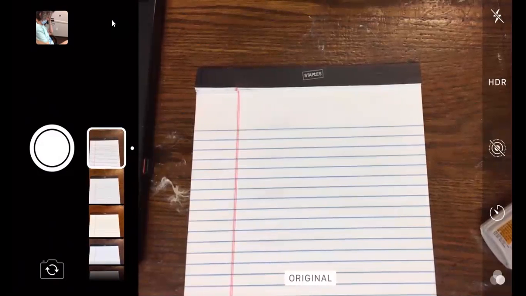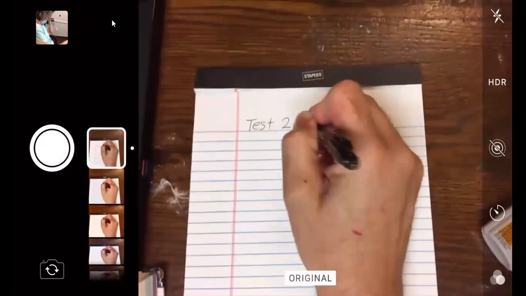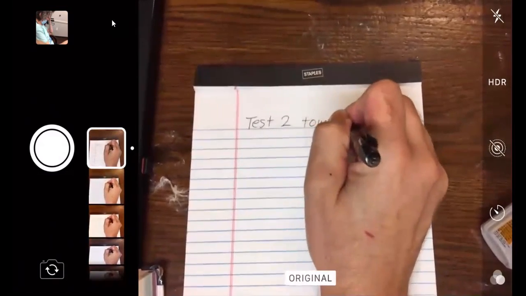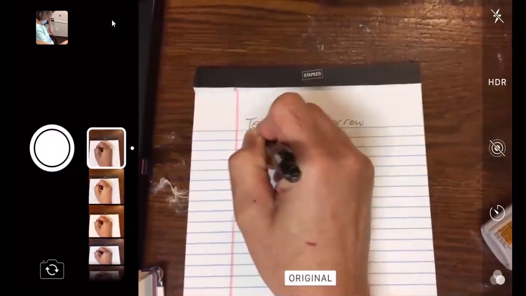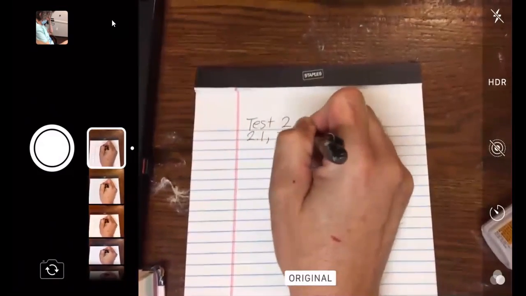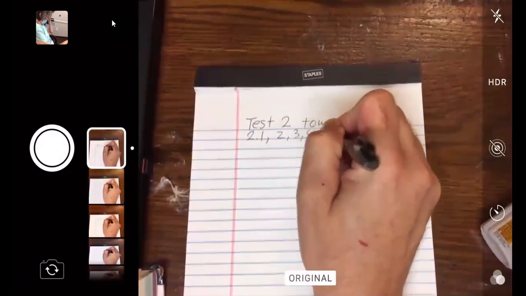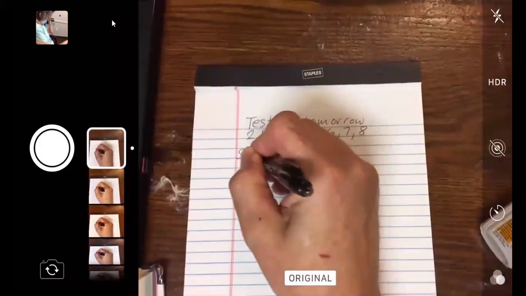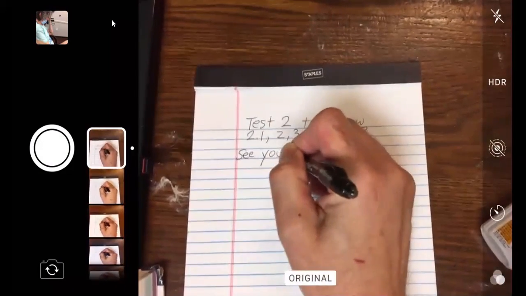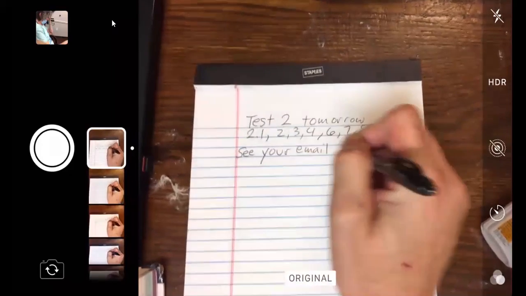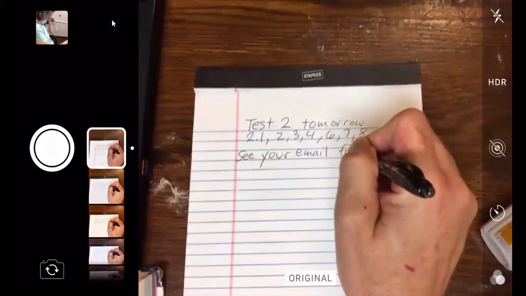I hope you've gotten all the email messages that I've sent with instructions for the test tomorrow. That's 2.1, 2, 3, 4, 6, 7, and 8. See your email for instructions.